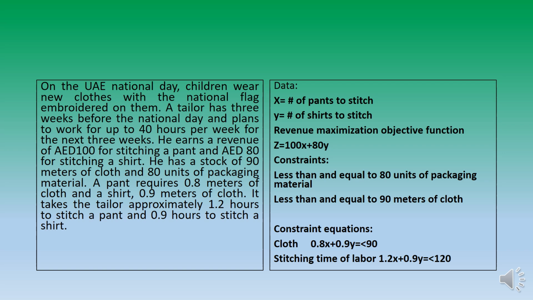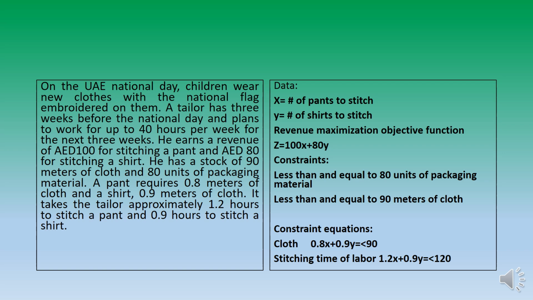Now the constraint: the total cloth he has is 90 meters, and 80 units of packaging material. Packaging material is also required, because you cannot give the cloth as it is, you have to pack it as well. If you have less packaging material, the pants are ready, the shirts are ready, but they cannot be delivered to the customer. So it is also a constraint: 80 units of packaging material and 90 meters of cloth.